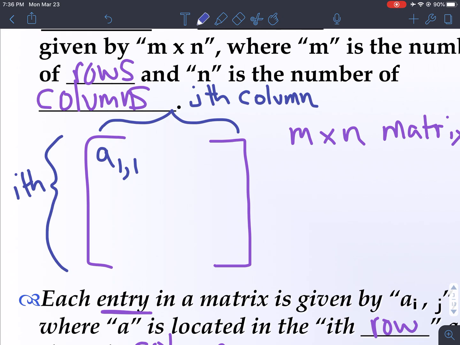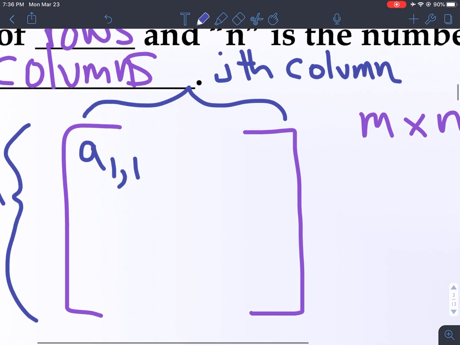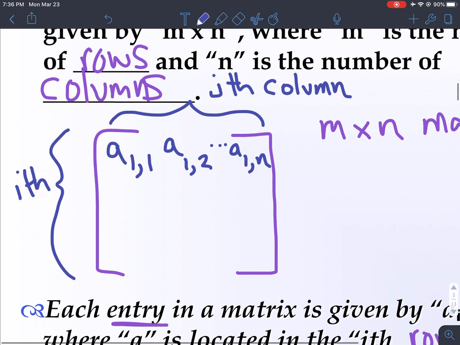Now, where would a, 1, 2 be located? Well, that's going to be just to the right of the very first entry, because it's going to be in the first row, second column. And then we continue on until we get to the end, which is going to be a, 1, n, because n should be the last column of the matrix. And then when we go down, the entry below a, 1, 1 would be a, 2, 1. That's in the second row, first column. And that's going to go all the way down to a, m, 1.